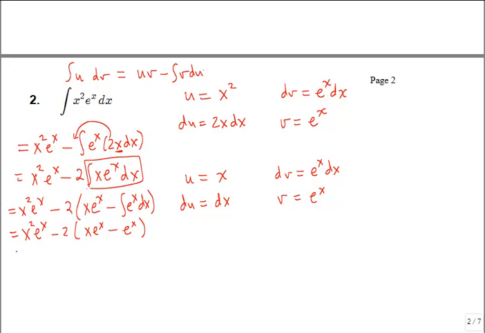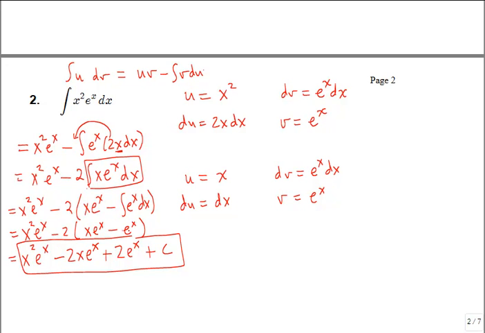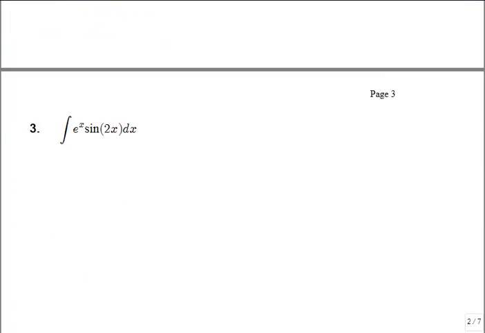Let's just distribute our negative 2 across to kind of clean it up a little bit. This becomes x squared e to the x minus 2x e to the x, minus times minus becomes plus 2 e to the x, and I'm all done integrating, so I'm ready to put my plus c on the end. And there is our final answer. So you are allowed to use integration by parts more than once, as many times as it takes until you can get to an integral that you know the answer to.